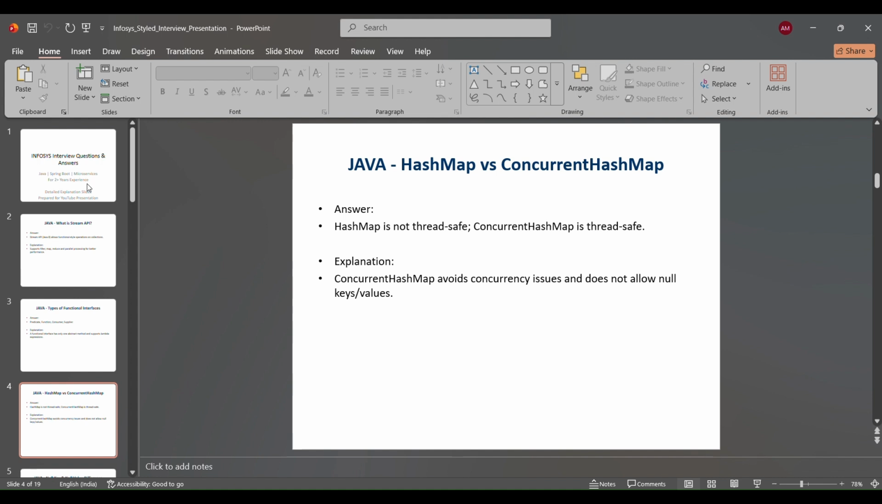The next question is HashMap versus ConcurrentHashMap. Before you discuss the difference, first you need to give the definition for each one of them. Then you can discuss what is the difference between HashMap versus ConcurrentHashMap. HashMap is not thread safe. ConcurrentHashMap is thread safe. ConcurrentHashMap avoids concurrency issues and does not allow null values.